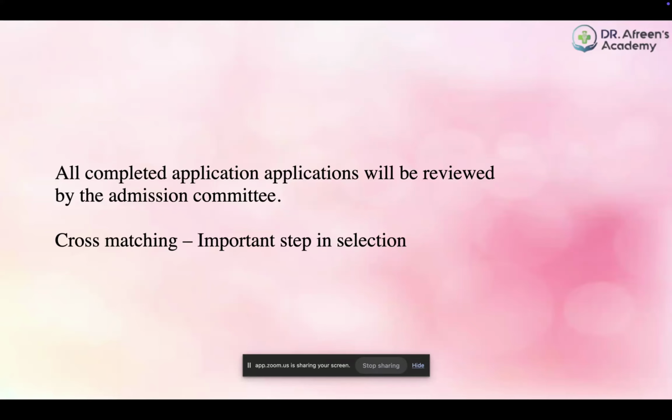But that doesn't mean you will be doing it in all four. There is no way you will get selected in all four, because there is something called cross matching. You know what cross matching is? Anyone? No, ma'am. Yeah. So this is an important step in selection, okay? Cross matching. And cross matching happens in MBRU because there are many applications every year.